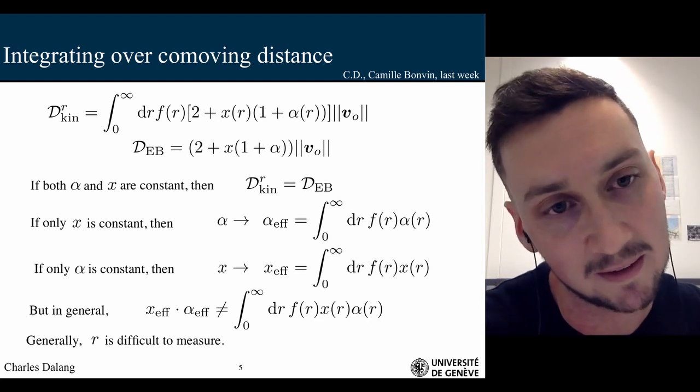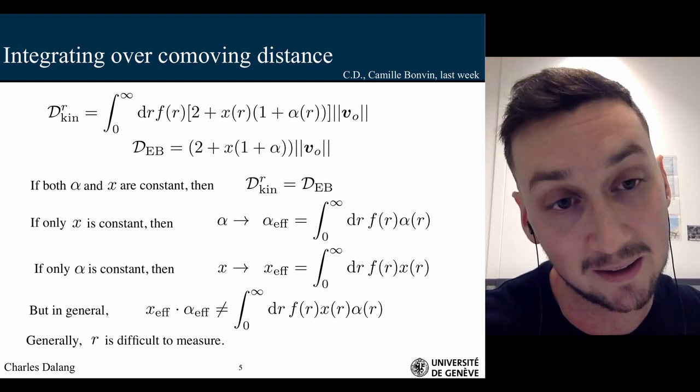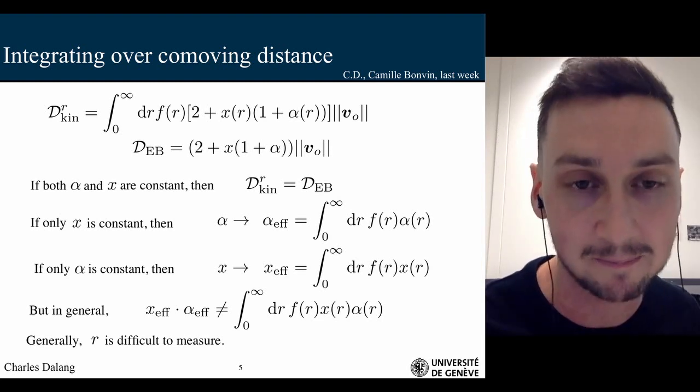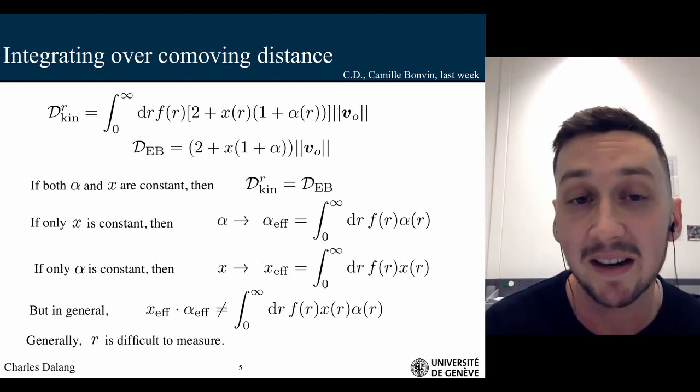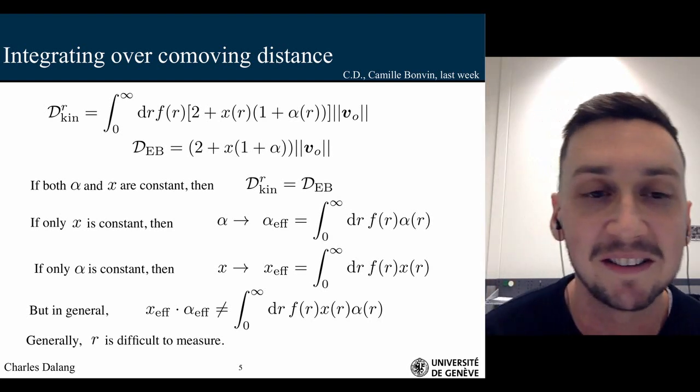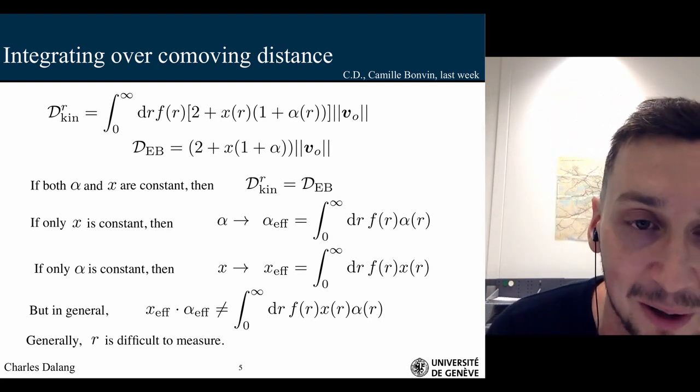I skip all the details here, but I'll just give you the expected kinematic dipole integrated over comoving distance. And what you see is that in general, if X depends on R and alpha also depends on R, well, you're not going to recover the Ellis and Baldwin result.